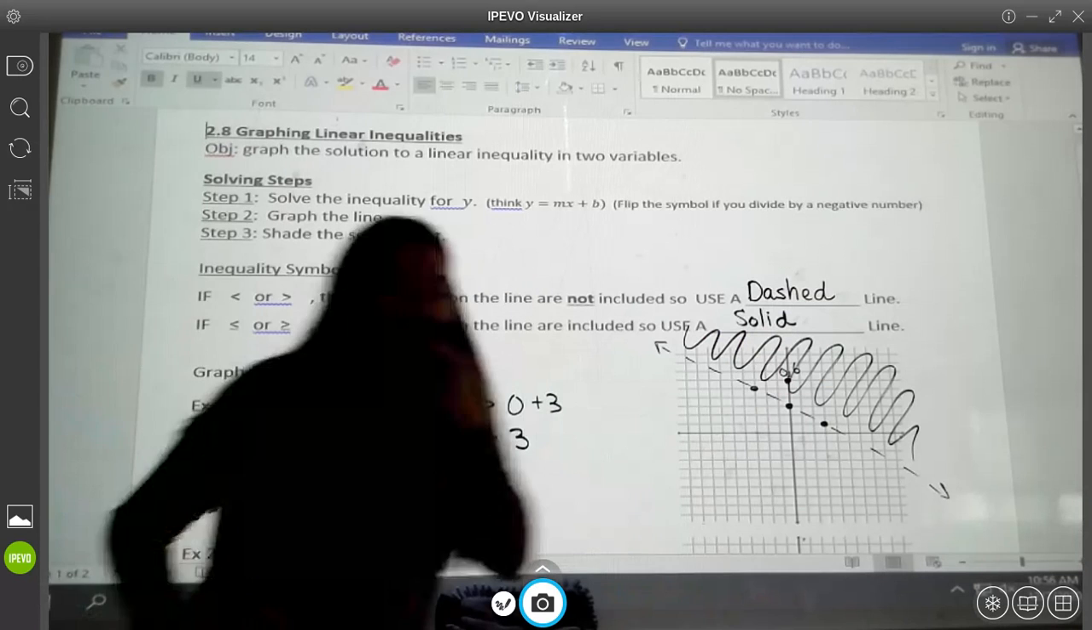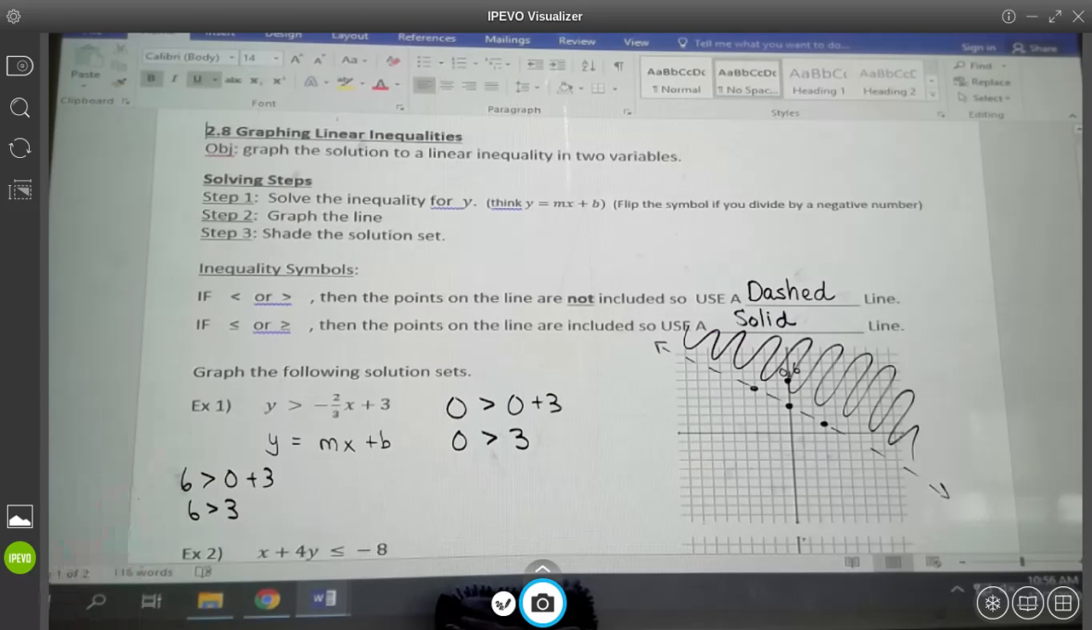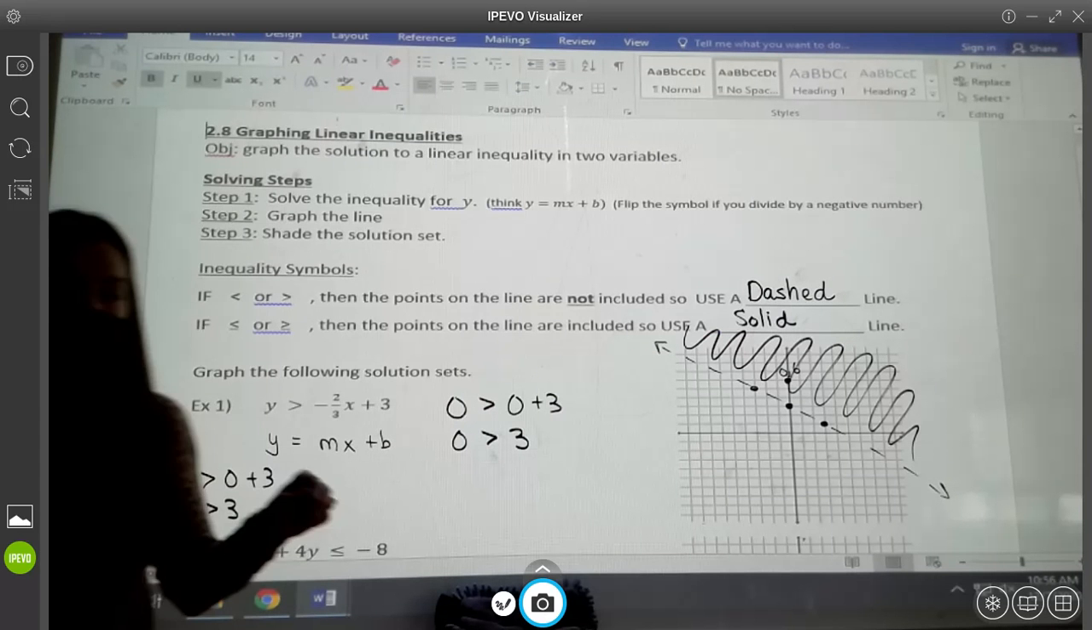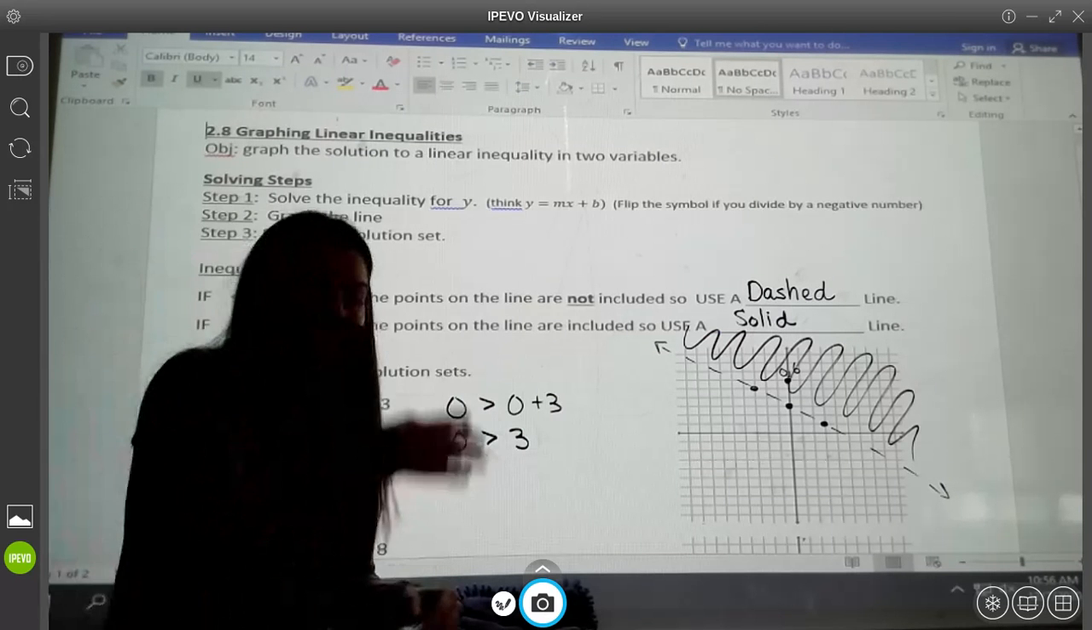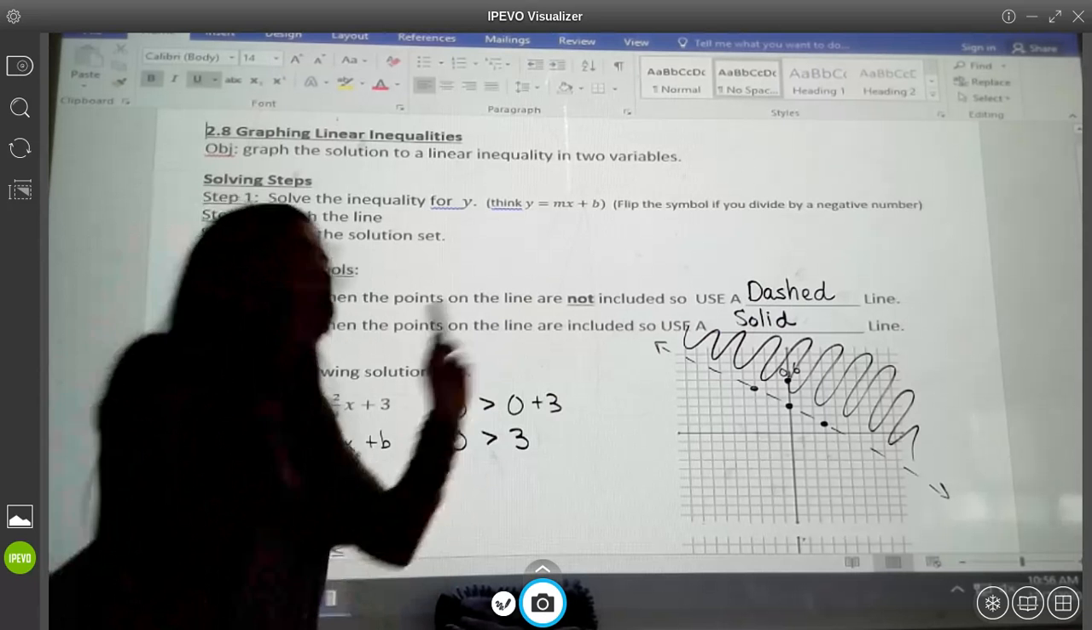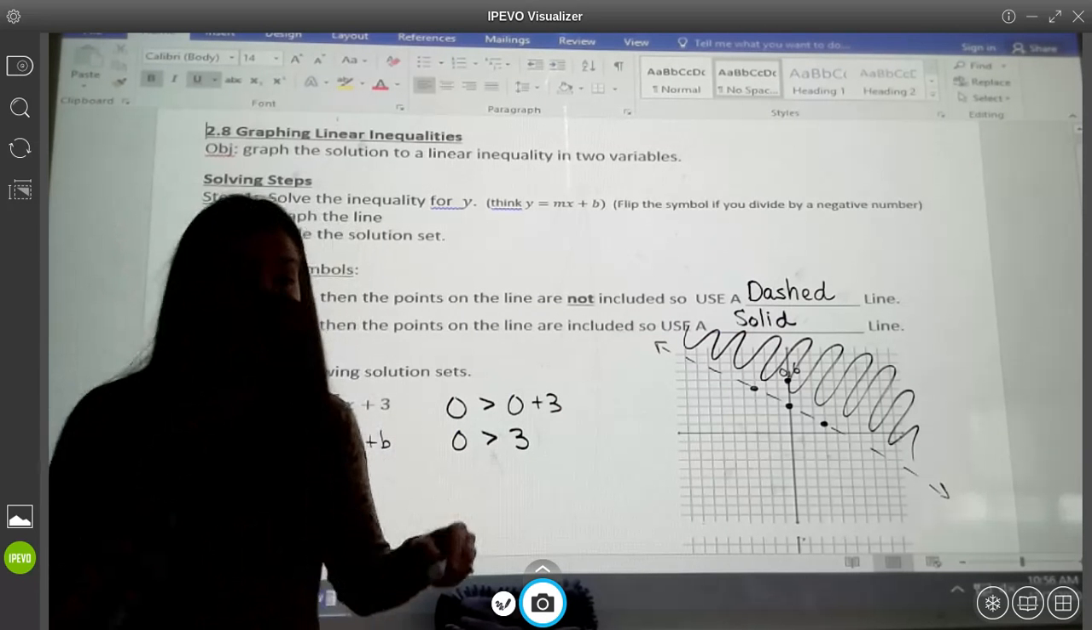So if you're ever struggling to see what side to shade on, pick a point, plug it in. If it makes the inequality true, shade on that side. If it doesn't make the inequality true, don't shade on that side, shade on the other side of the line. All right, let's try another one.